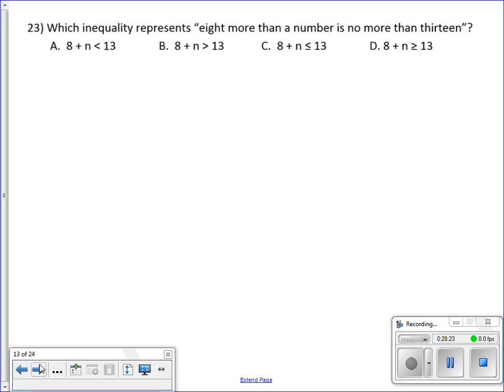Okay, we have: which inequality represents 8 more than a number is no more than 13. We have the phrase more than a couple times here, so we have to really think. 8 more than a number. In this case, this more than means an operation of addition. 8 more than a number. Now, this part is no more than.